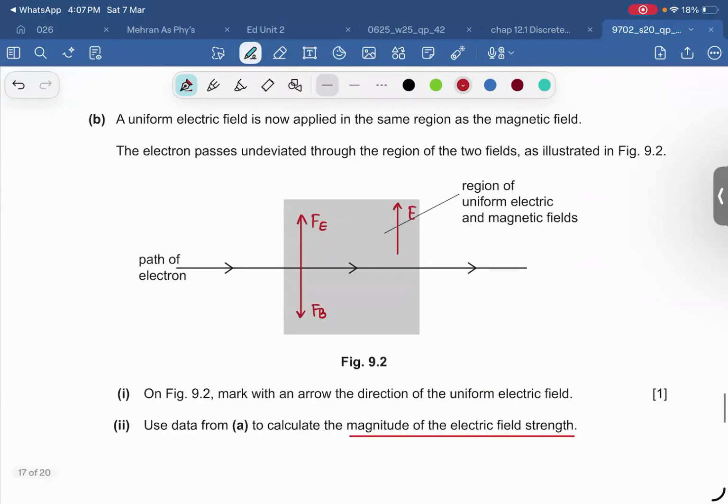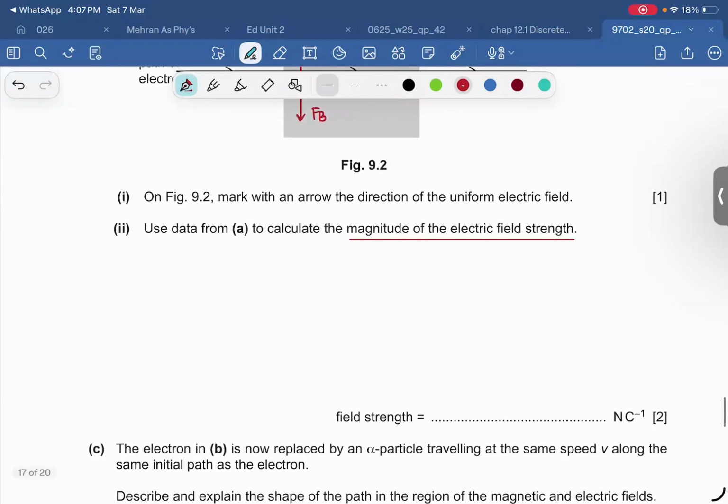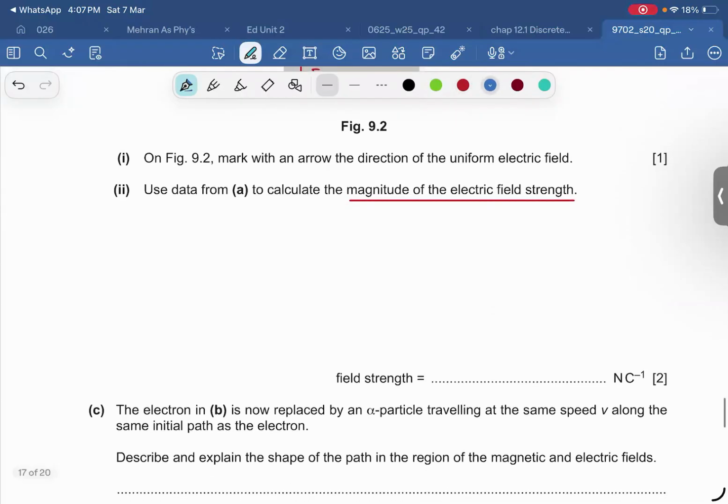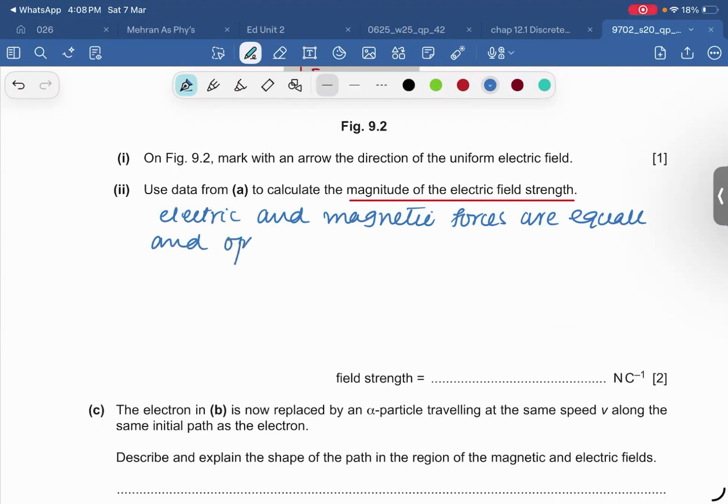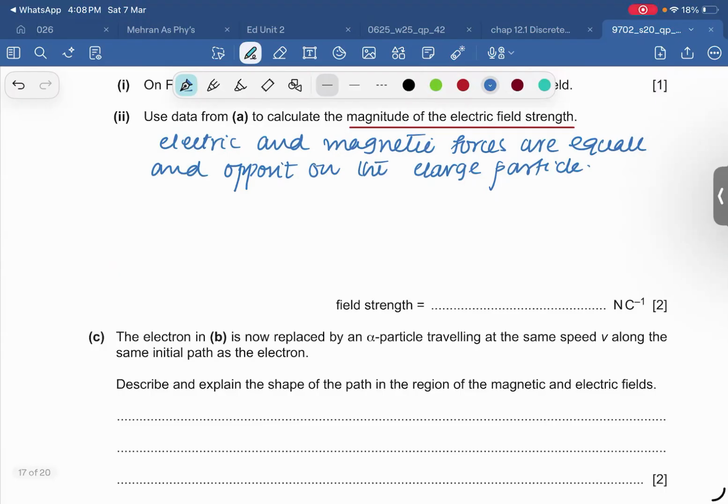Field strength. So we know that electric and magnetic forces are equal and opposite on the charged particle, right? That does not mean it is following Newton's third law. It is basically Newton's first law because there's only one particle.